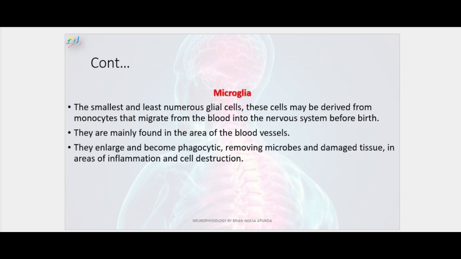We have the microglia. These are again very important, acting like some form of white blood cells, not really white blood cells, but some form of defensive cells. This is because they are phagocytic in nature, so they assist in removing microbes, damaged tissues, in areas of inflammation and cell destruction. Very important.